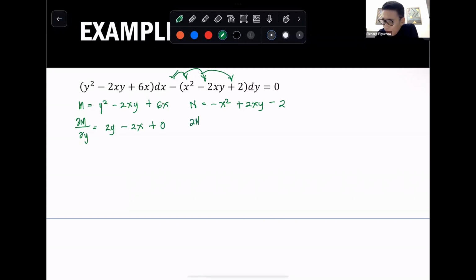So partial derivative of n, with respect to x naman. So this would be negative x squared. Or sorry, negative 2x. And then derivative of x, it's 1, times 2y, so that will be 2y. Derivative of negative 2, it is 0. So we can see now that both partial derivatives are equal. So therefore, this is an exact equation.